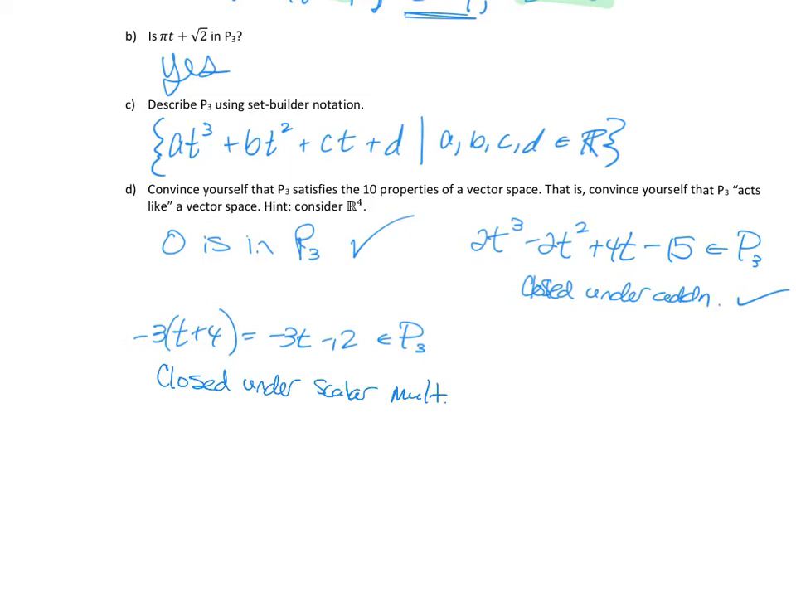And then there are 7 more properties to check to make sure that P3 is a vector space, and I will leave that for you to do on your own. I will typically not ask you to do this kind of check all 10 properties question, but it's kind of worth it to do it one time.